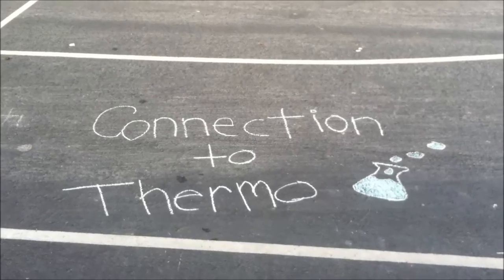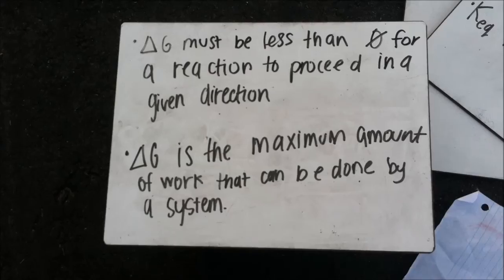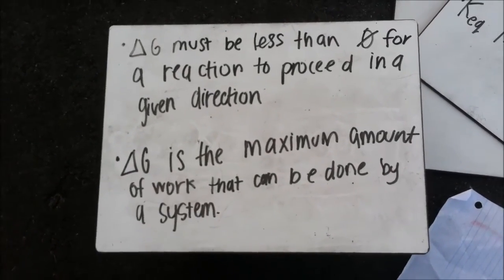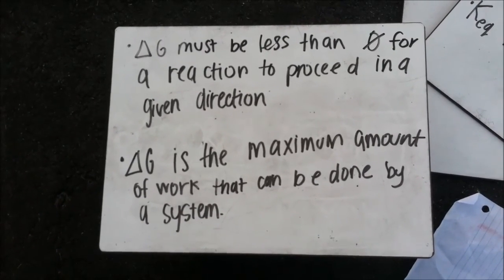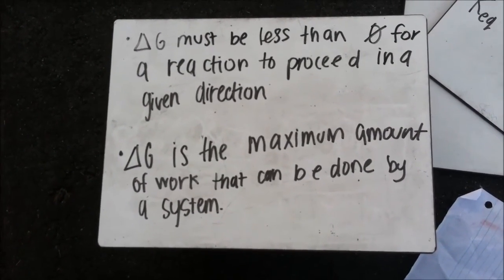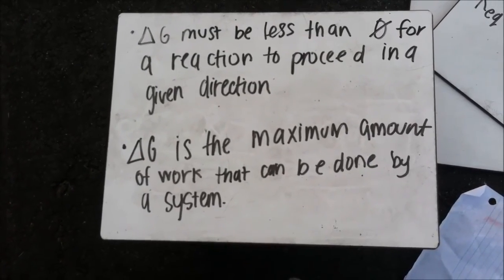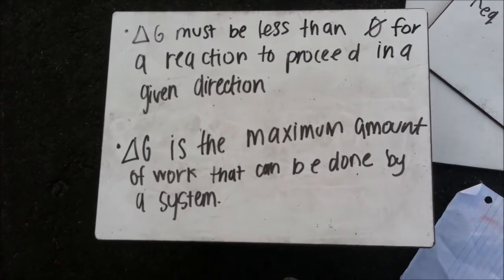Connection to thermo. What we know. Delta G must be less than 0 for a reaction to proceed in a given direction. And delta G is the maximum amount of work that can be done by a system.